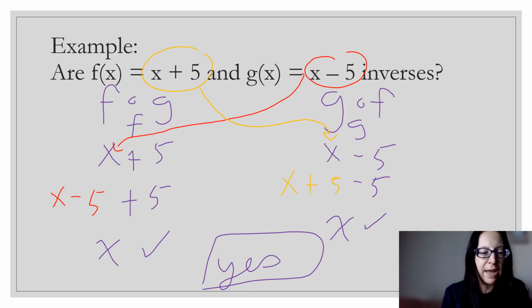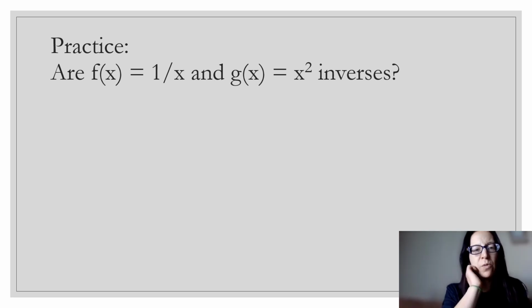So let's go ahead and take a look at the next slide. This one, our f of x equals 1 over x and g of x equals x squared, are they inverses? Now, if you've been paying attention to what inverses are and even the use of that vocabulary up until this point, you probably have a pretty good instinct of what that answer is going to be. But pause the video and work this out in your notes, so that you actually have definitive proof of what you think the answer is.